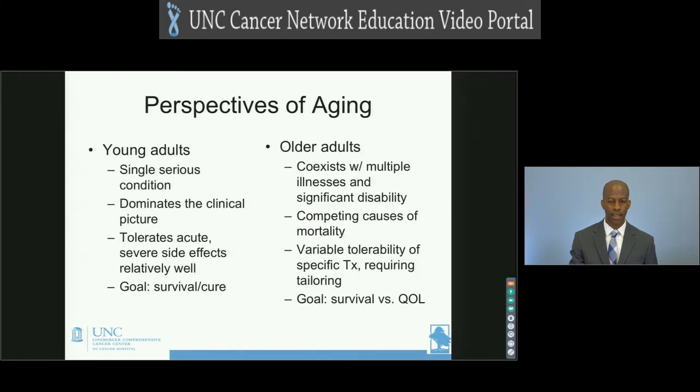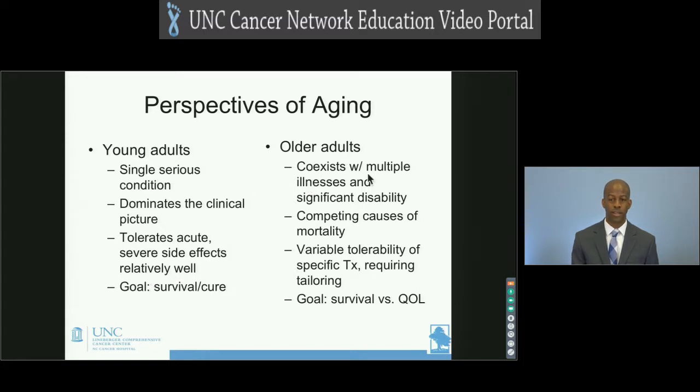And in addition to that, the perspectives of cancer and cancer treatments change with aging. So in younger adults, they tend to have a single medical condition. They don't have many comorbidities, and the cancer tends to dominate the clinical picture. They're able to tolerate acute stress and the side effects of our treatments relatively well. And the goal, for various reasons, because of family and children and so forth, tends to be survival and cure.